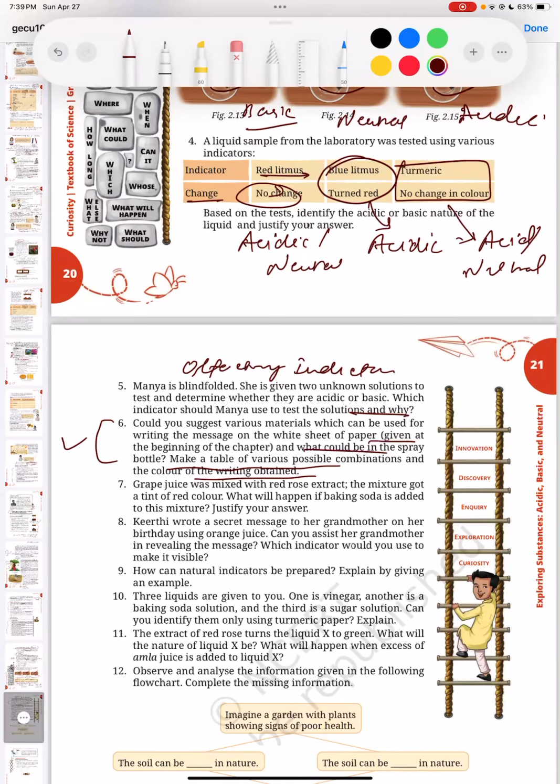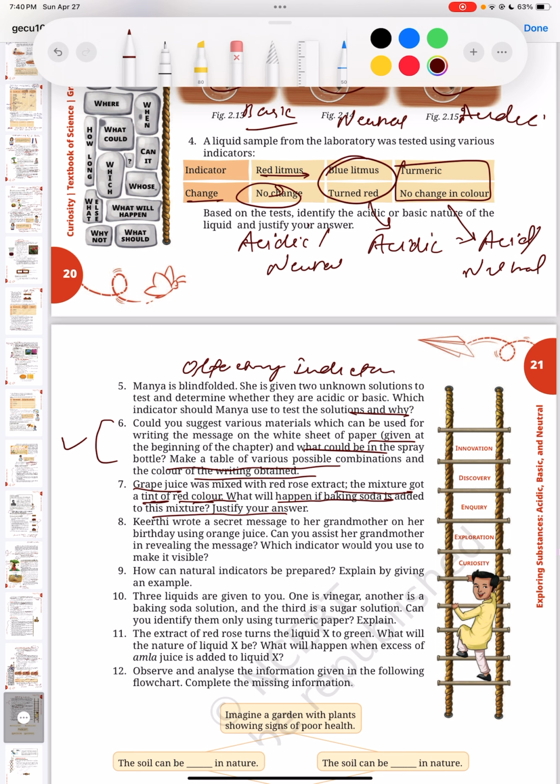Now grape juice was mixed with red rose extract. The mixture got a tint of red color. What will happen if baking soda is added to this mixture? Justify your answer. Remember that because it changed in color, that means that grape juice contains acid. Because it got only a tint, that means the grape juice is not very acidic. It contains a small amount of acid, right? So the acidic strength is not too much over here.